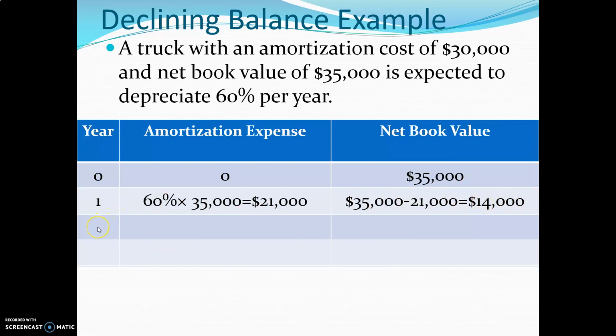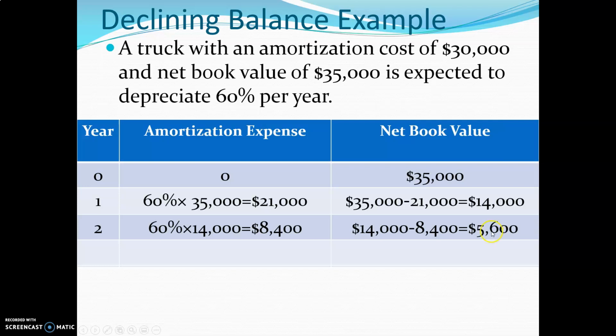So on the next line, we're going to put 2. We're going to do 60% of $14,000, which is going to be, wait for it, $8,400. Now we're going to calculate the net book value as being $14,000, the line above, minus our new amortization expense, which was $8,400, giving a net book value of $5,600.